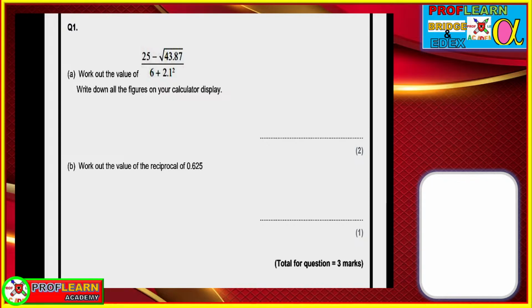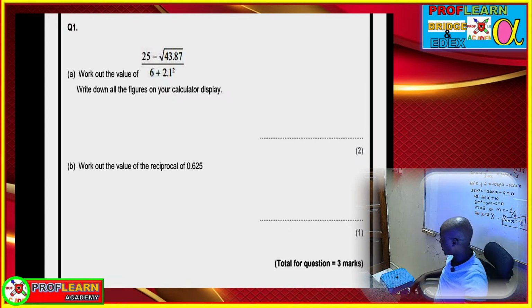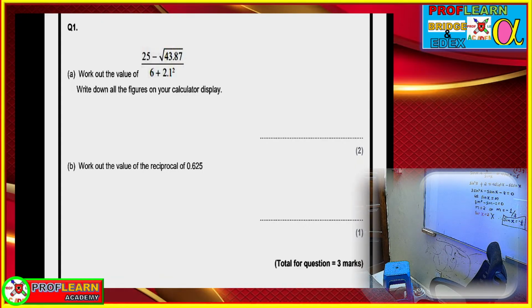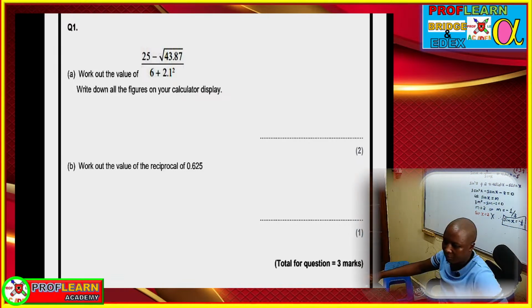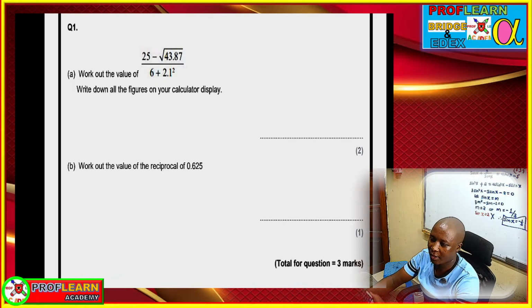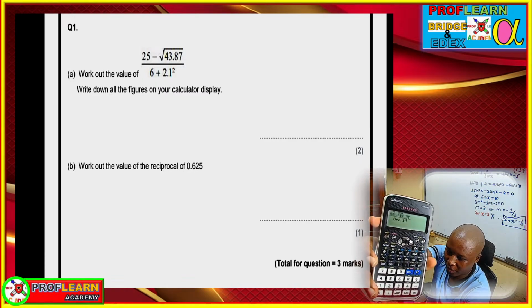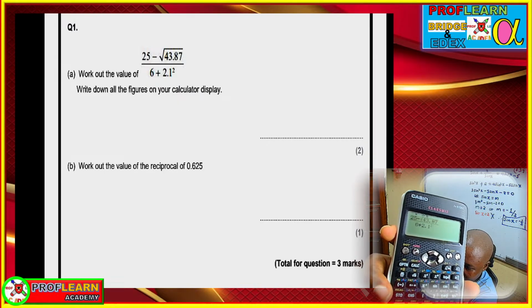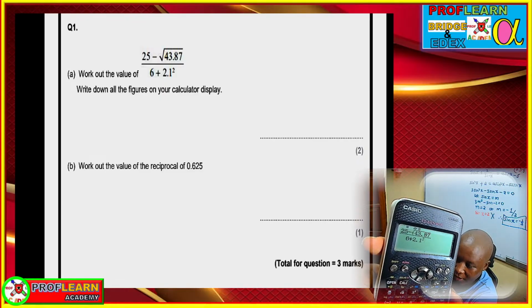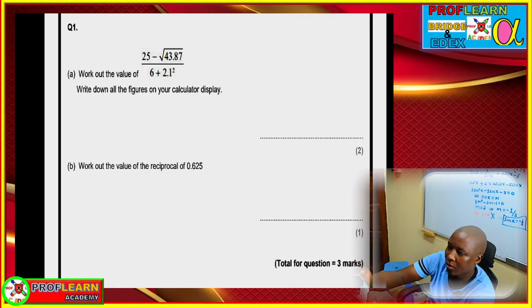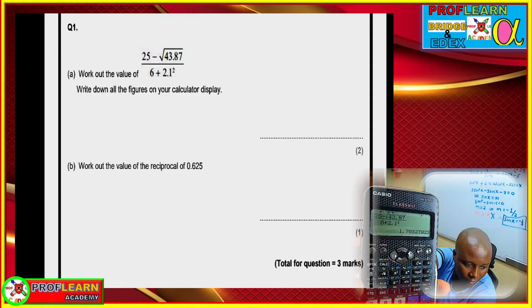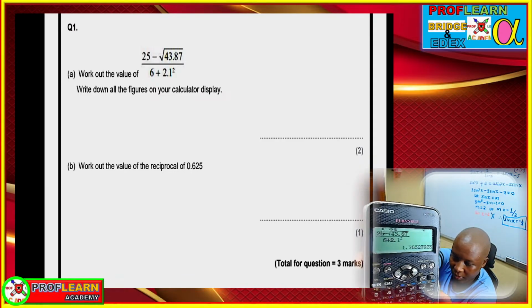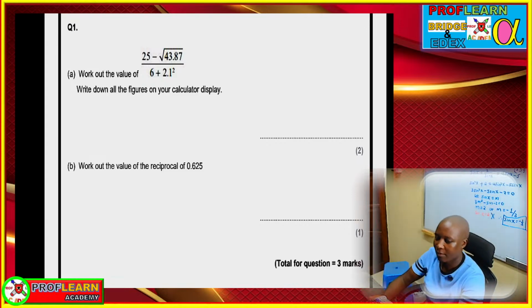So the way we are going to put this in our calculator, let me just turn it on, so we are able to see how we are going to place this in our calculator. This is exactly what we are going to place in our calculator. I believe you can see that. Yeah. Once you have placed that in the calculator, we press the equal sign. This is our answer. I'm now able to write that down.